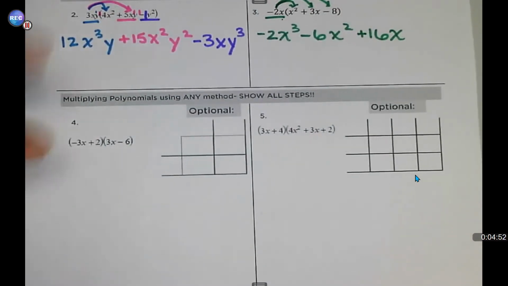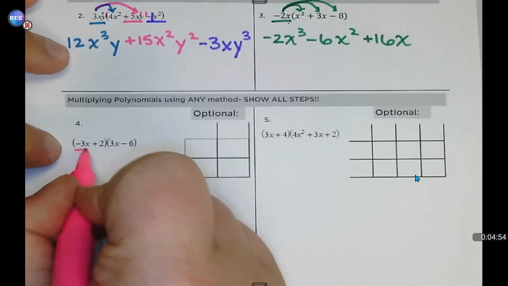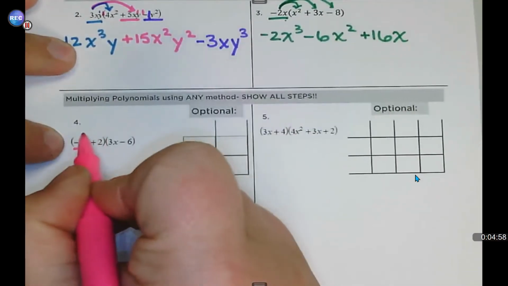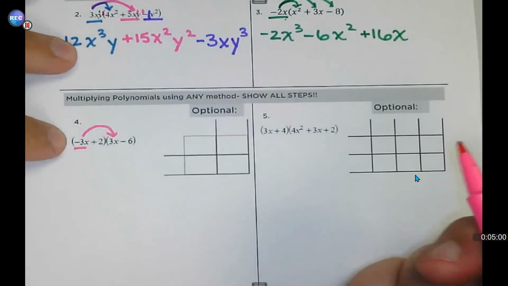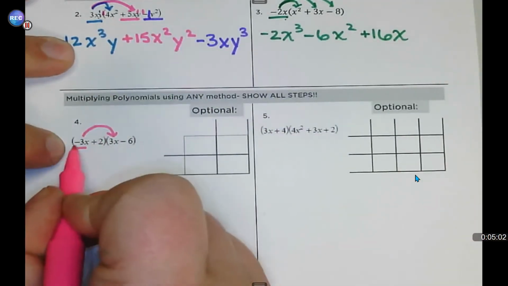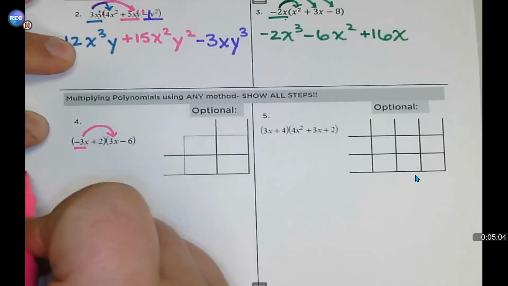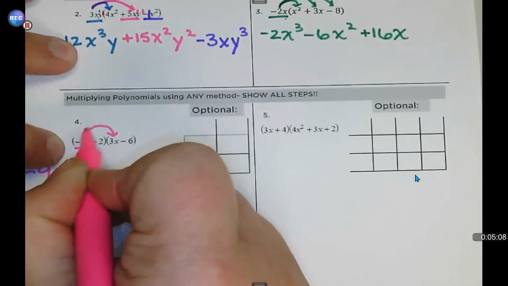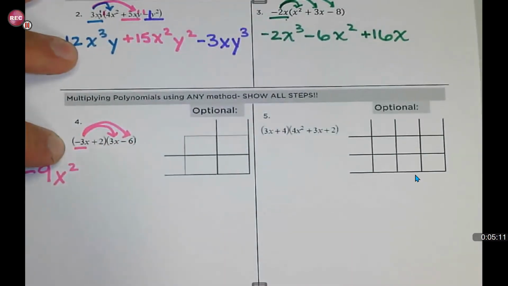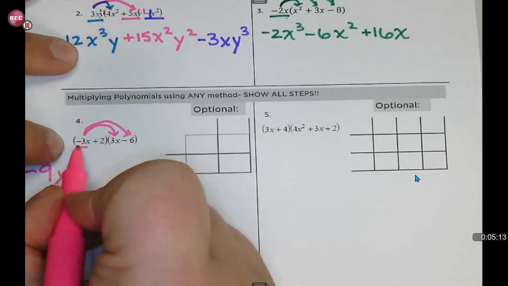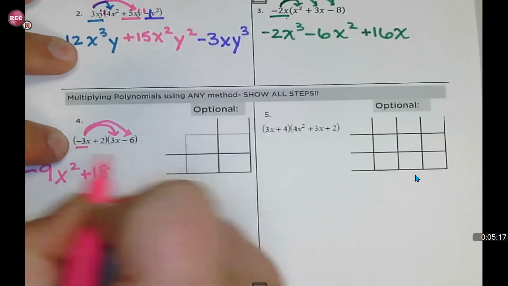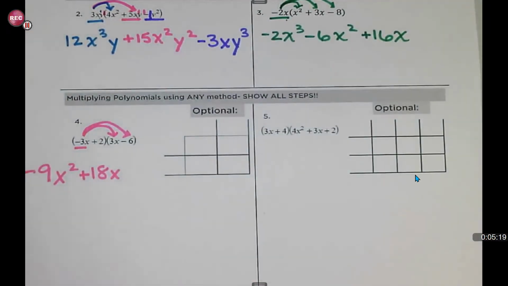So I'm going to do the mailman method first, and that's where the first of the parentheses, I'm going to call the negative 3x a mailman. And he's going to go to every house in the neighborhood. So I multiply. Negative 3 times positive 3 is negative 9. X times x is x squared. Then he goes to the other house. There's only 2 houses in this neighborhood. Negative 3 times negative 6 is positive 18. And between the two of them, there's just 1x.